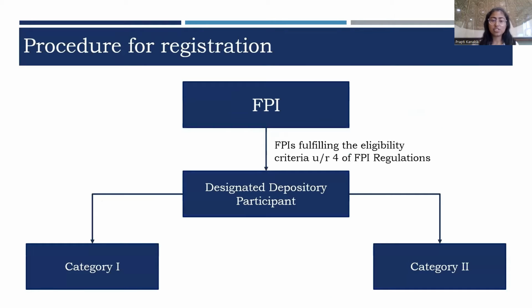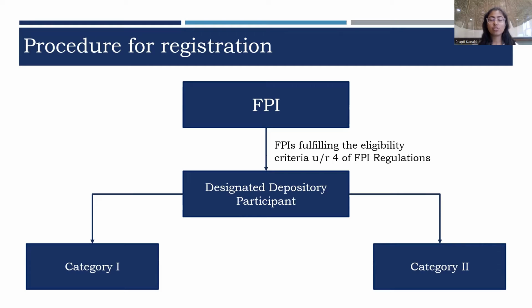So, FPIs which fulfill the registration or the eligibility criteria as provided in the SEBI FPI regulations under Regulation 4, can register as a FPI with a designated depository participant, also called DDP. So DDPs are the depository participants which are registered with SEBI for providing the registration and other ongoing compliances to FPIs. So the FPIs which fulfill these criteria can be registered as either category 1 or category 2 FPI.